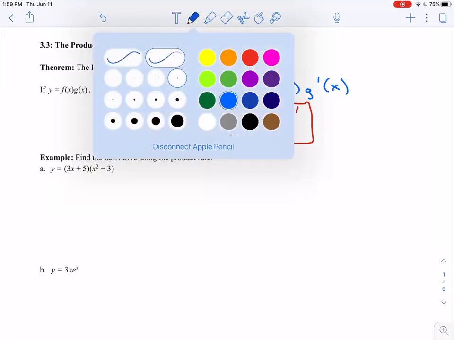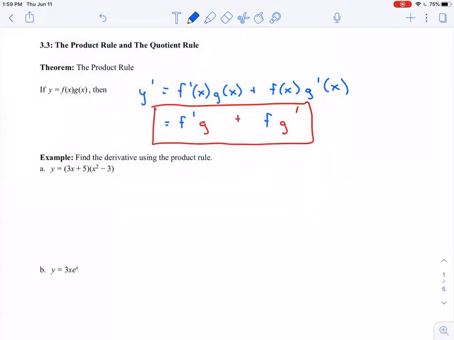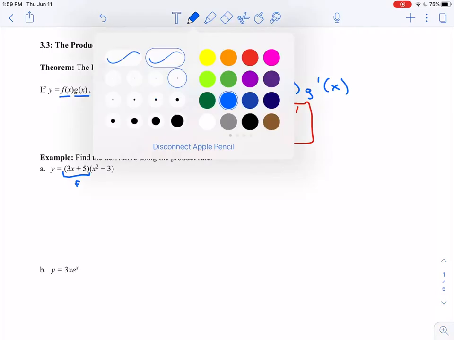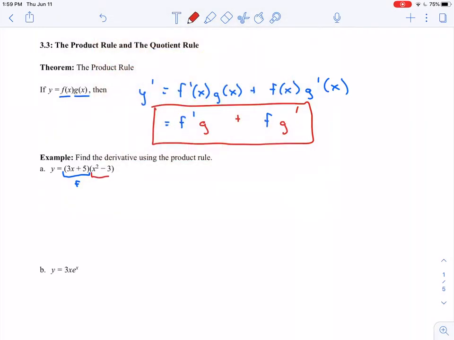The first thing you want to do is identify which of these functions is f of x and which is g of x here. So I'm going to call this first function right here, 3x plus 5, f, and then x squared minus 3, how about I call that g? And when we're very first starting these, one really helpful thing is off to the side, I'm actually going to say f is equal to 3x plus 5, and g is equal to x squared minus 3.